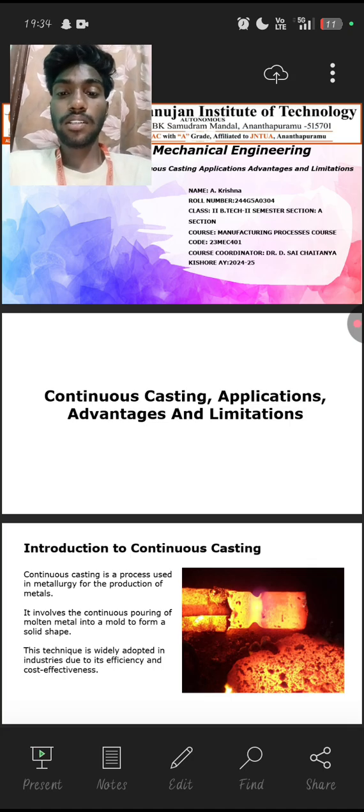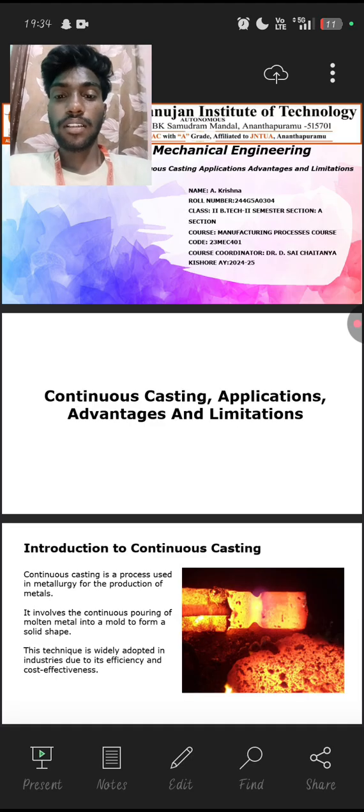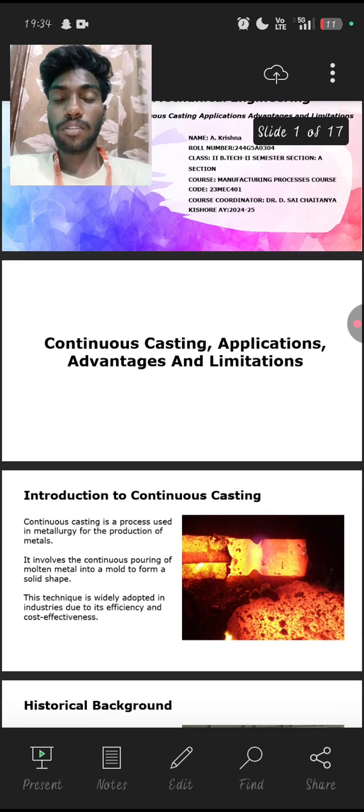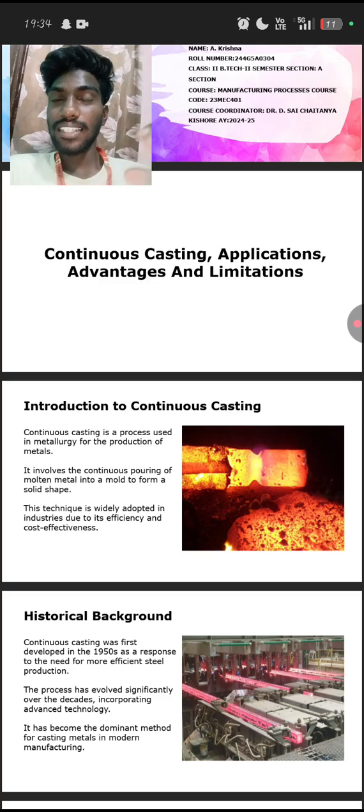Today we're going to discuss continuous casting applications, advantages and limitations. They are very useful because casting is vital and important in manufacturing. Let us see the introduction to continuous casting.